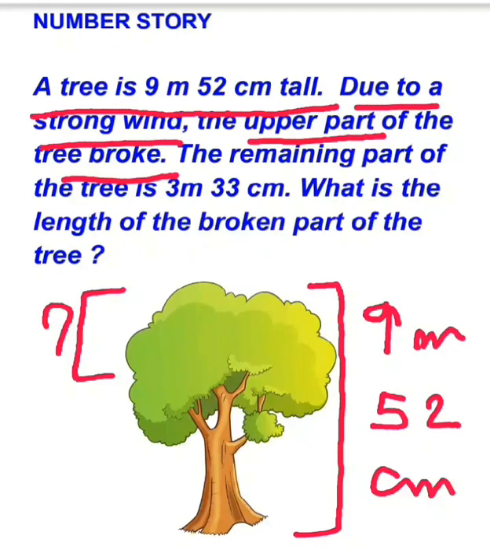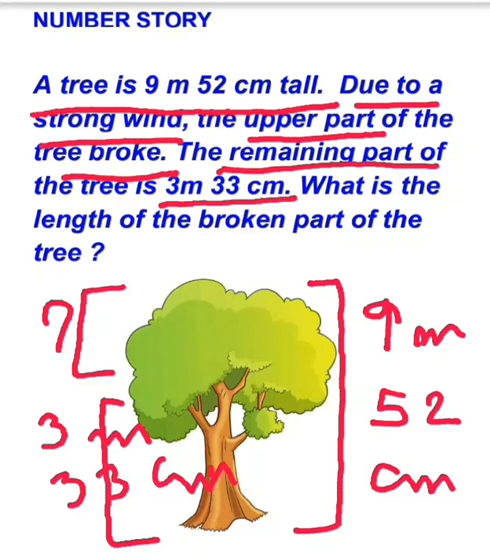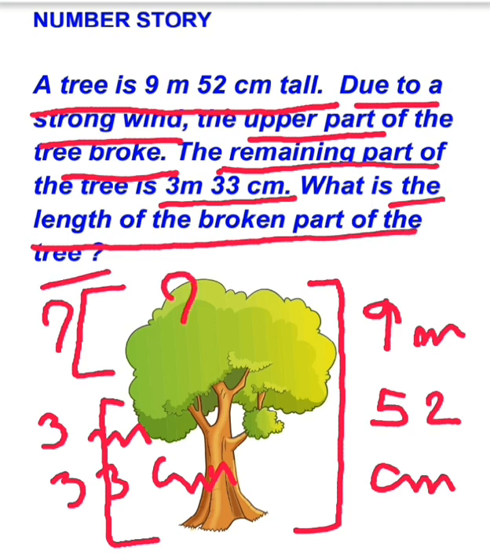Now let us find out the next information. The remaining part of the tree is 3 meter 33 centimeter. So children, they are saying that the length of the remaining part of the tree is 3 meter 33 centimeters. So children, what we have to find out? Yes, we have to find out the length of the broken part of the tree. That how much part is broken.